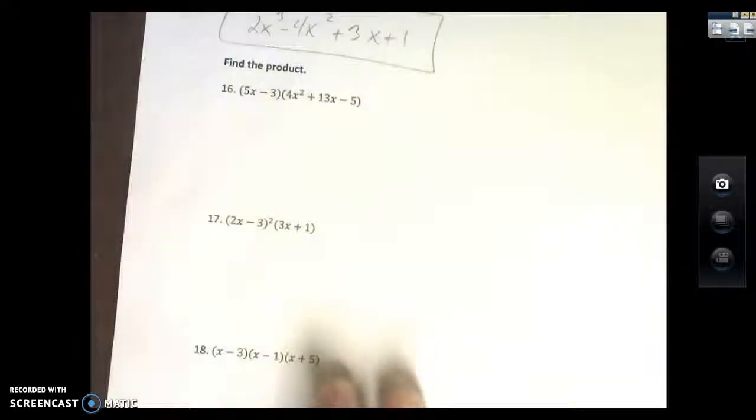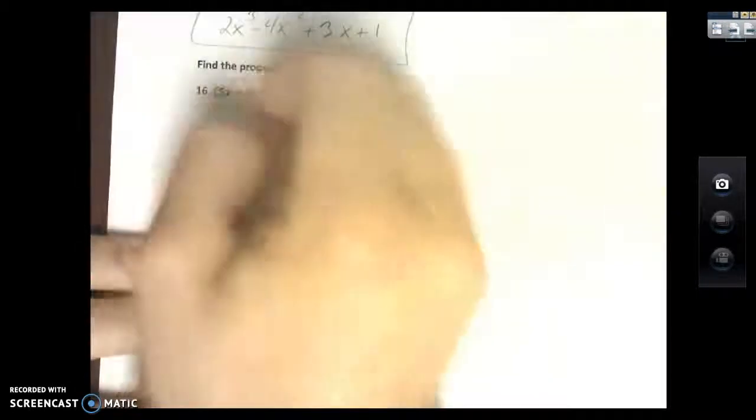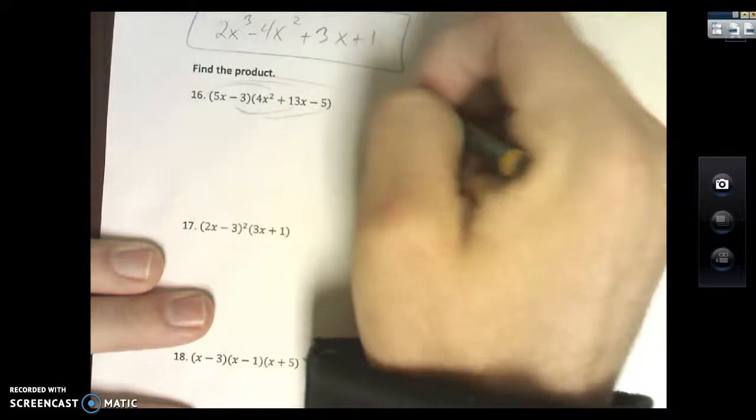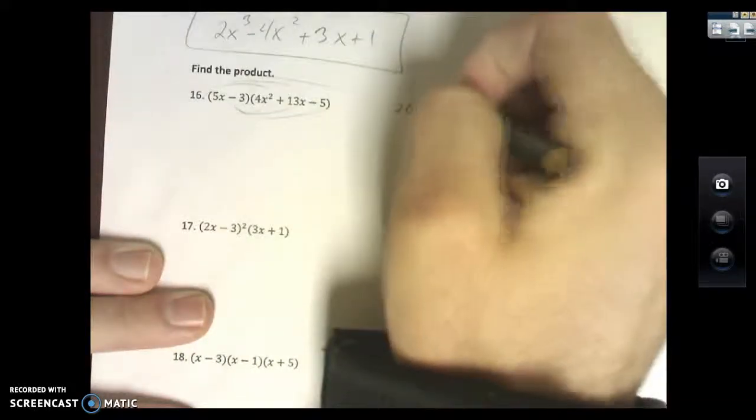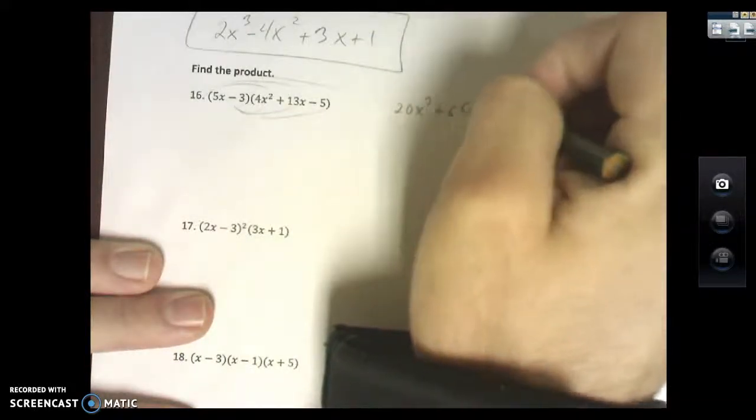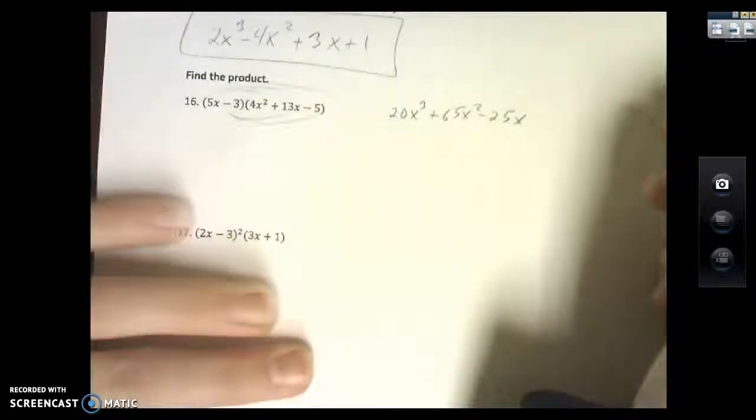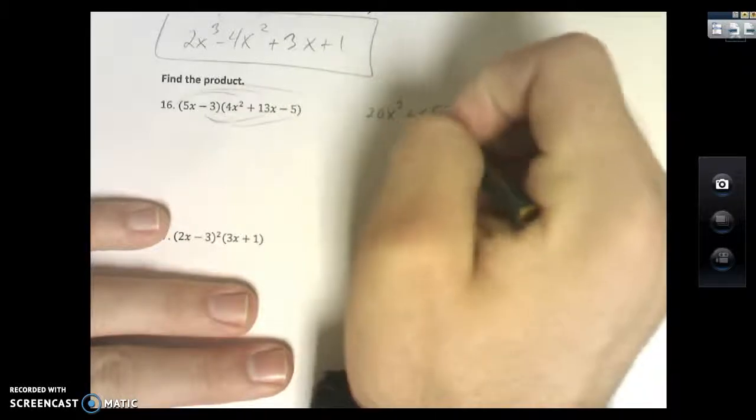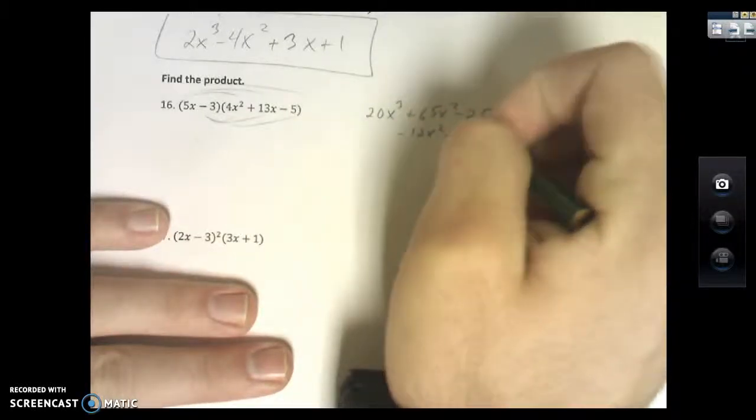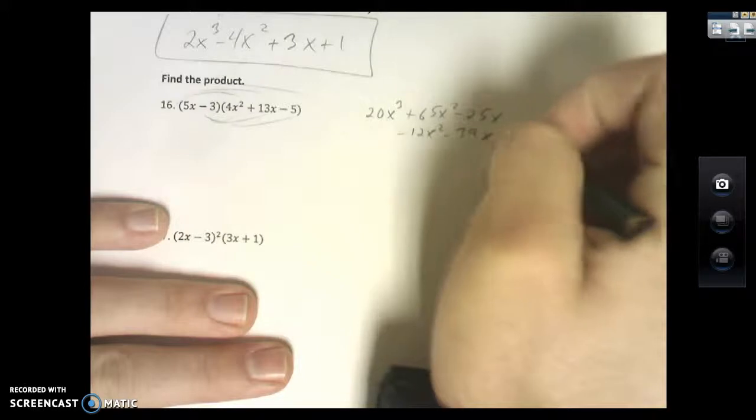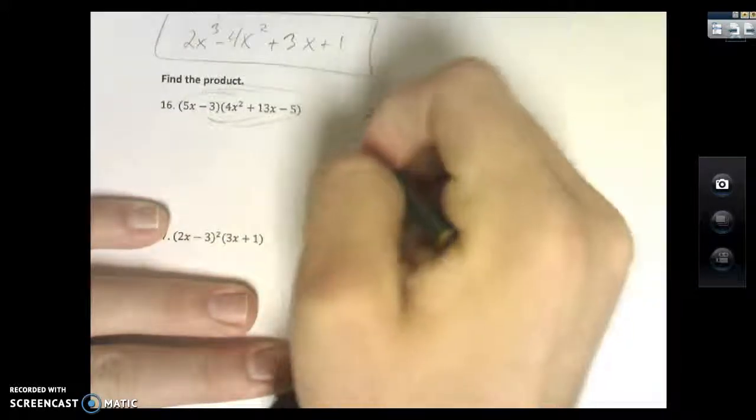Okay. Number 16, I can distribute this across. So we end up with 20x cubed plus 65x squared minus 25x. Just multiplying the 5x across. Then multiply negative 3 across. Negative 12x squared, negative 39x plus 15. Combine like terms.